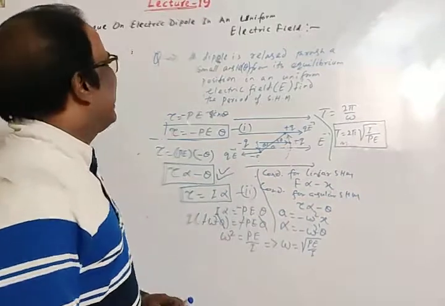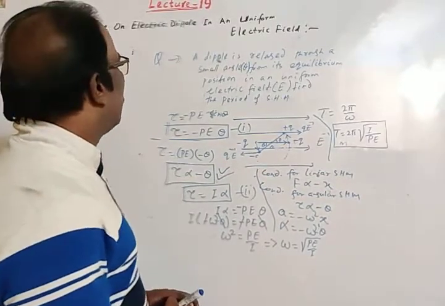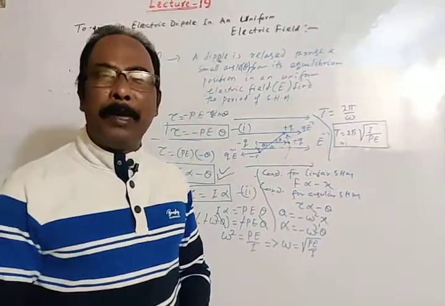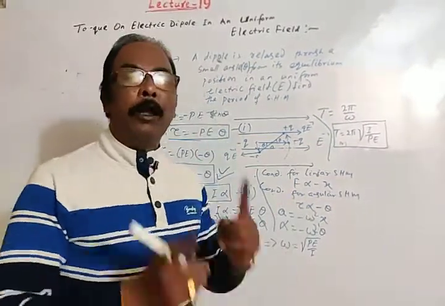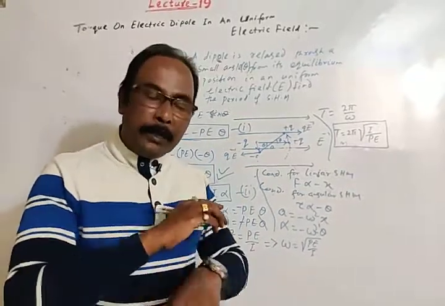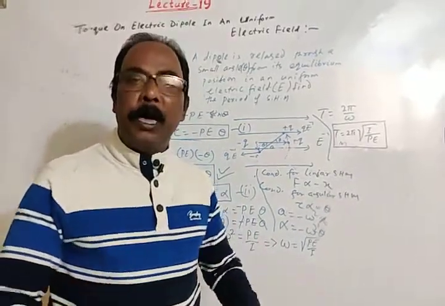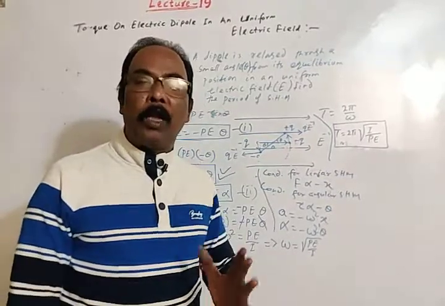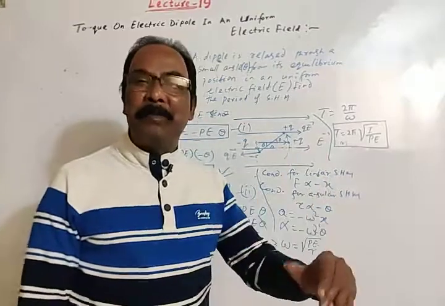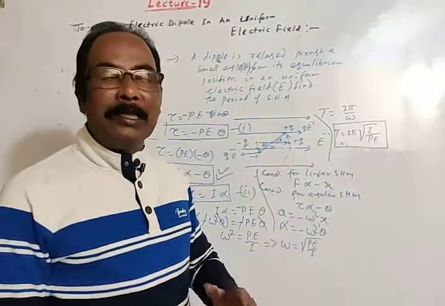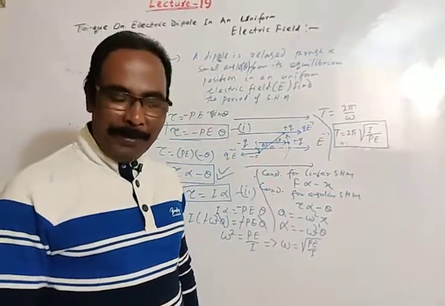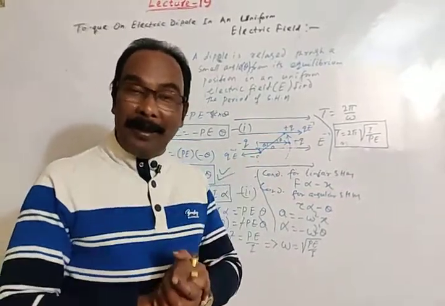This is the end of lecture 19, torque on electric dipole in uniform electric field. I have committed that in lecture 20, I will discuss stable and unstable equilibrium, the complete conceptual form, after discussing work done and potential energy of dipole. Then we will have some numericals on the basis of potential energy and work done in electric field.